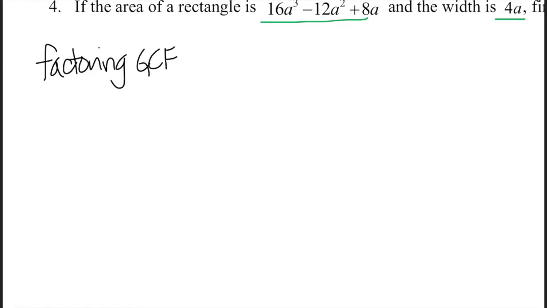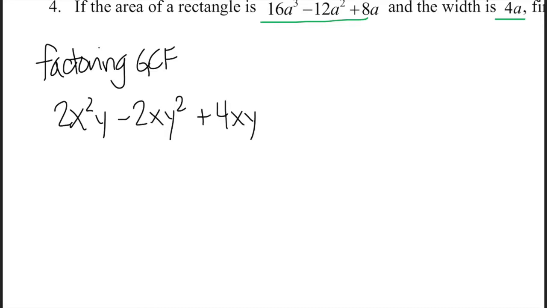All right, and so this is when we had, let's see, here's an example: 2x squared y minus 2xy squared plus 4xy. I want to find the greatest common factor, the largest number that can come out of all 3 of those terms, and the largest variable that I could pull out of all 3 of those terms.